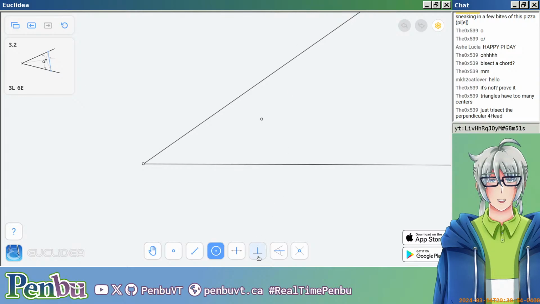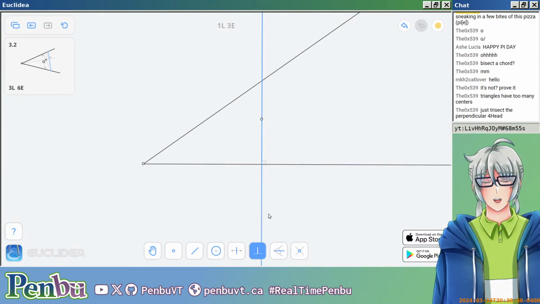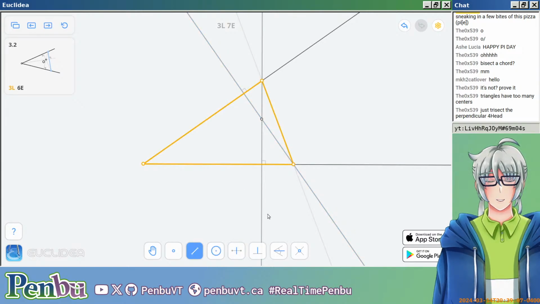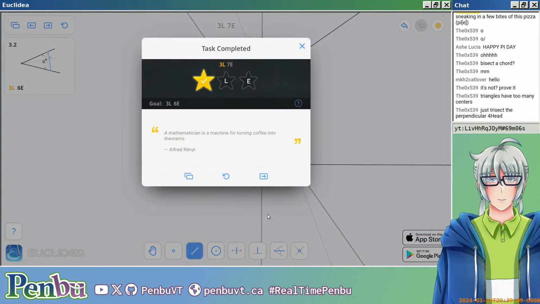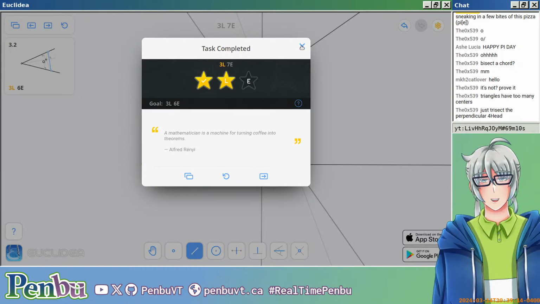Okay, so we can start with that. We get this line and we take this. So we know it has to point to that. And we do that again. And then now we can construct this line here. And that's a triangle. How do we get that in 6? I guess we'll find out.